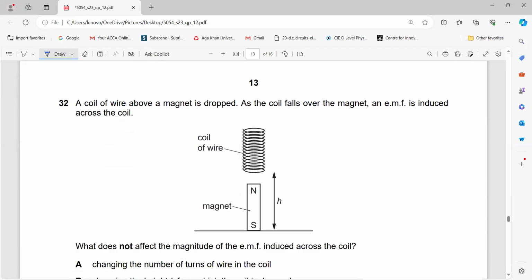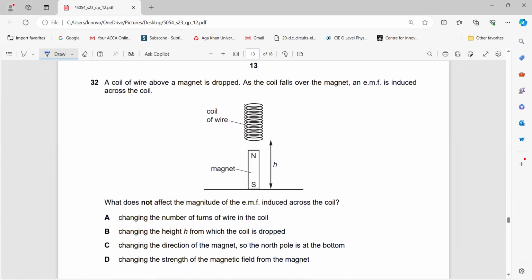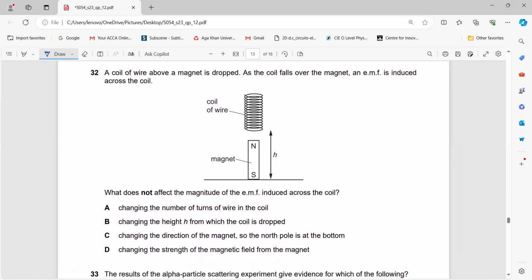Next is 32. It says that a coil of wire above a magnet is dropped. So the coil of wire is coming down, right? As the coil falls over, an EMF is induced across the coil. Now you need to understand Lenz's law says that the pole induced has to be such that it opposes the movement of the coil. So if this is north, there has to be a north here, okay, repulsion, right? It says what does not affect the magnitude.